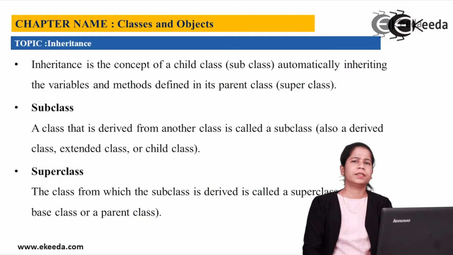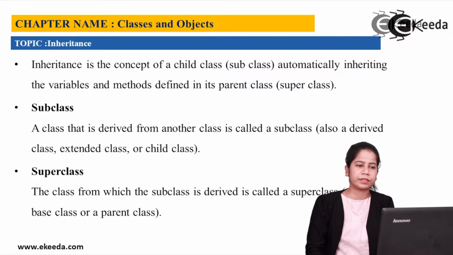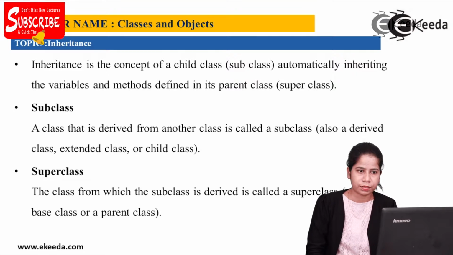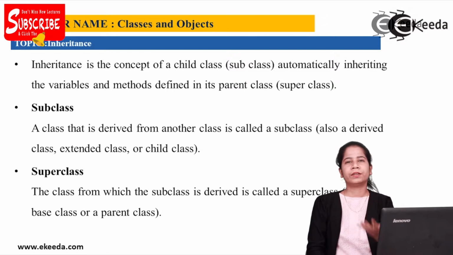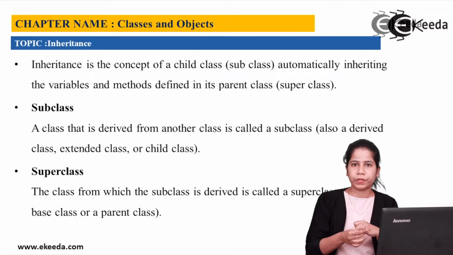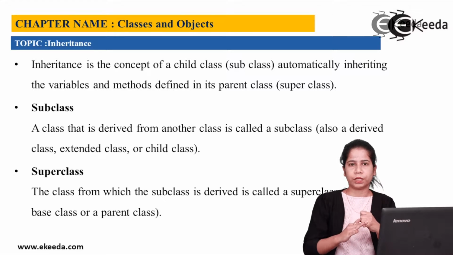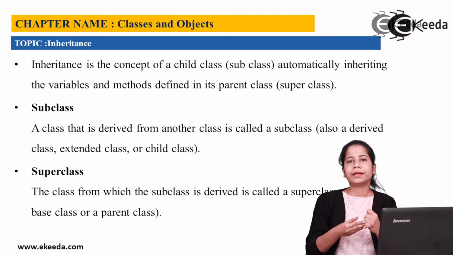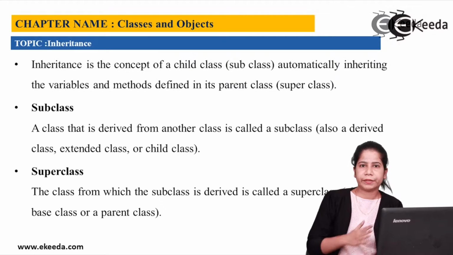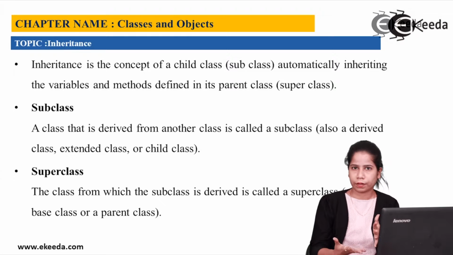So basically, what is inheritance? Inheritance is a concept of a child class or subclass automatically inheriting the variables and the methods defined in its parent class or superclass. Whenever we are talking about inheritance, there are certain words which you will regularly use. The first is the parent class. Parent class is also known as superclass.